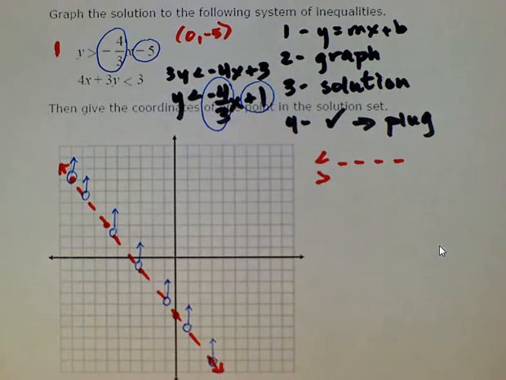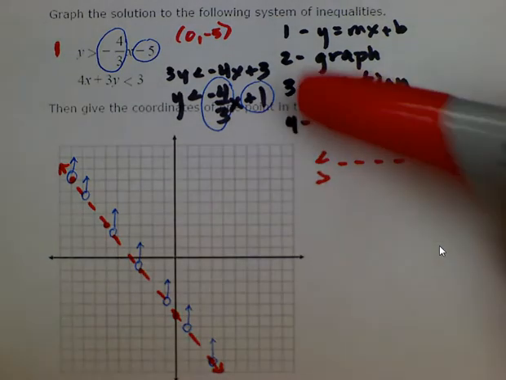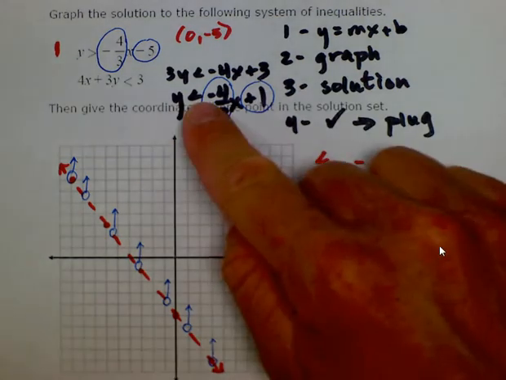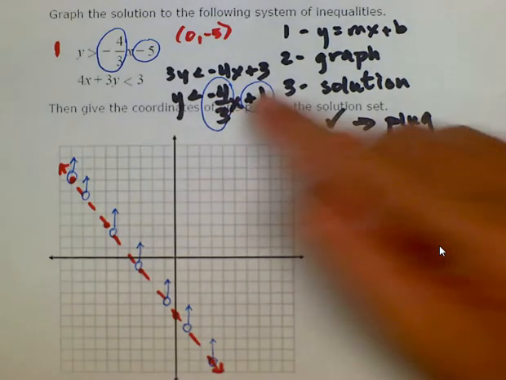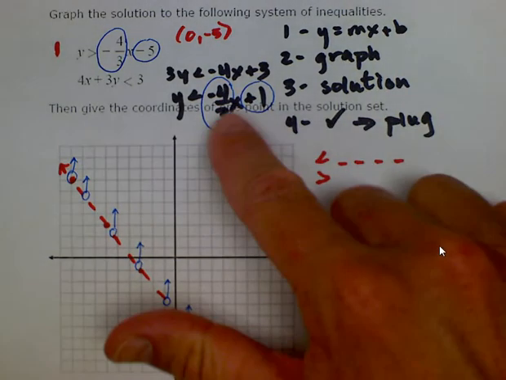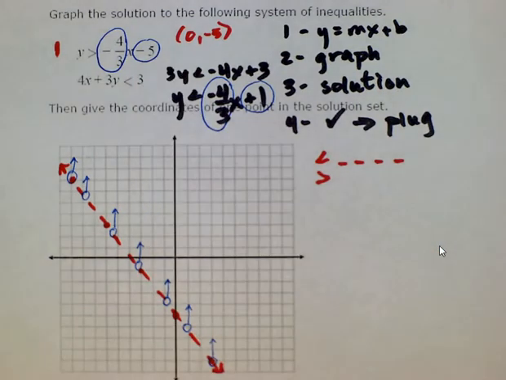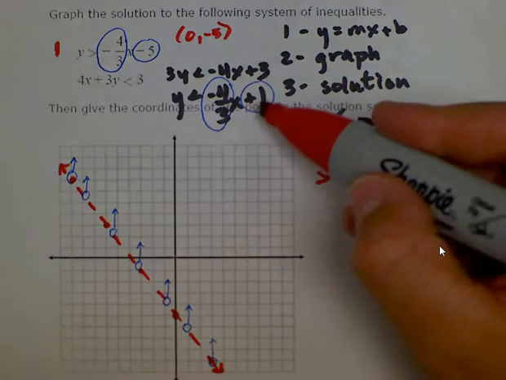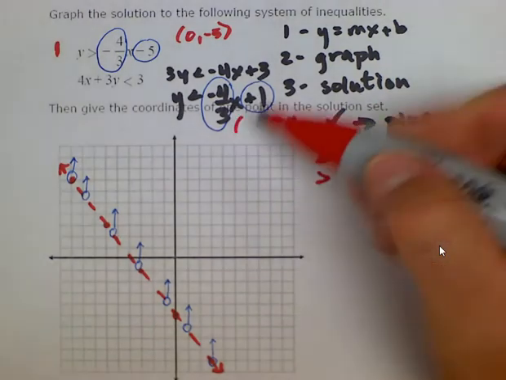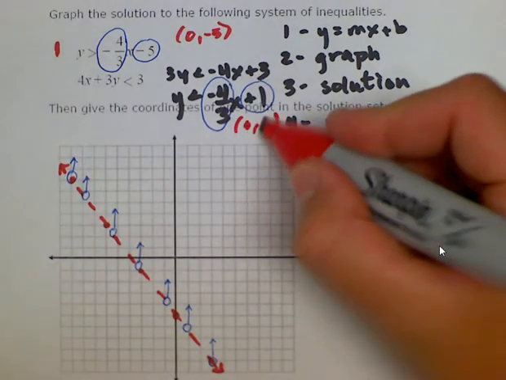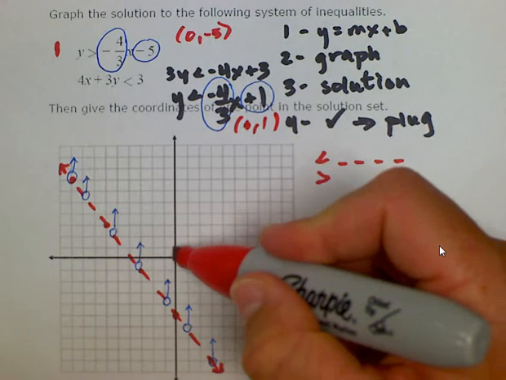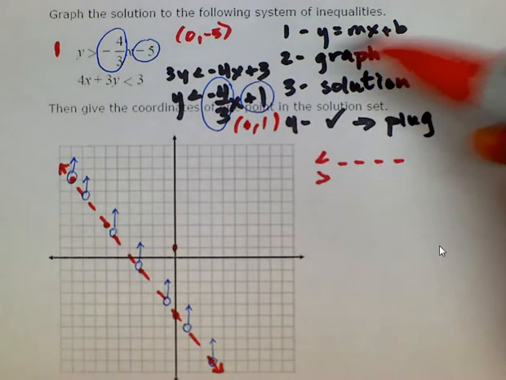Now let's go ahead and look at our second inequality. y is less than negative 4/3 x plus 1. We know again by the slopes and the y-intercepts that they're going to be parallel lines. And we start at our y-intercept of 0, 1. So we will start at the origin, go up 1, and that's our point. And we have the same slope.